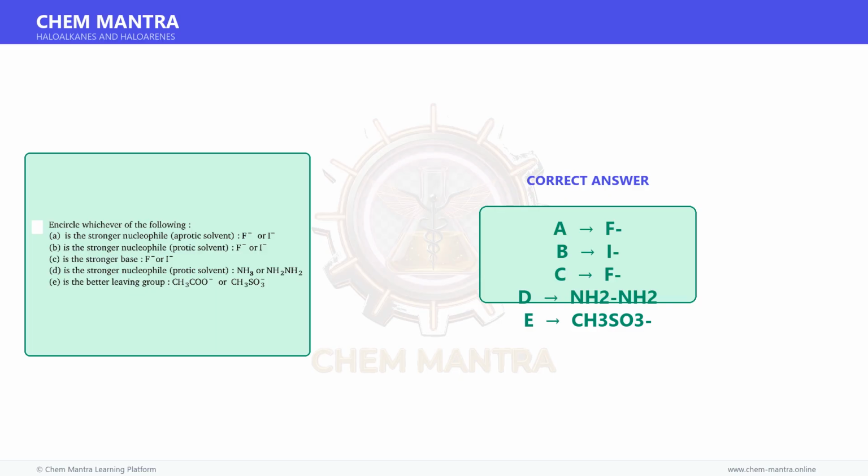Therefore, the correct matching is A matches F⁻, B matches I⁻, C matches F⁻, D matches NH2NH2, E matches CH3SO3⁻.